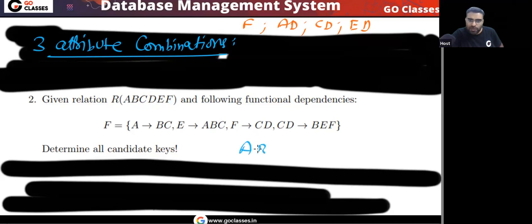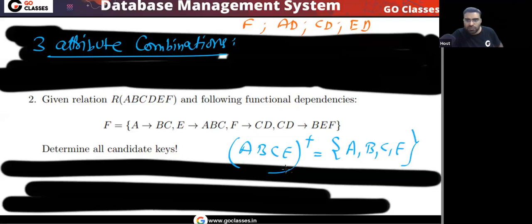These 4 people cannot do ABC, yes or no? See, notice. These 4 people, A, B, C, E, cannot even give you anything else. This is not even a super key. Correct?